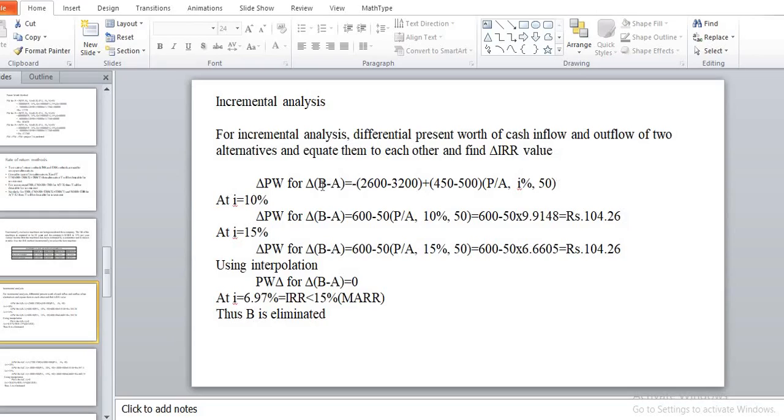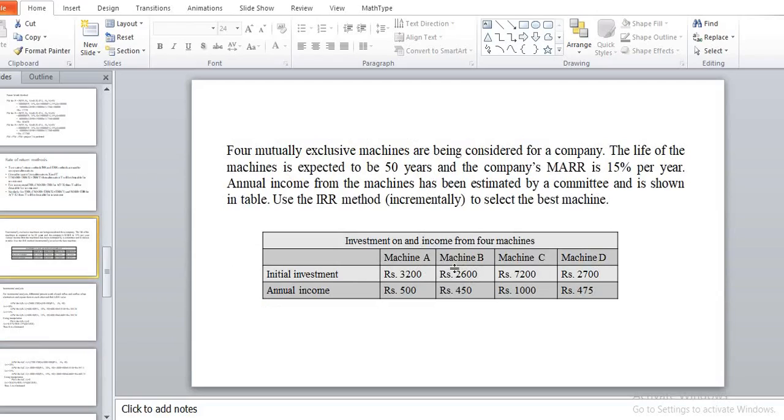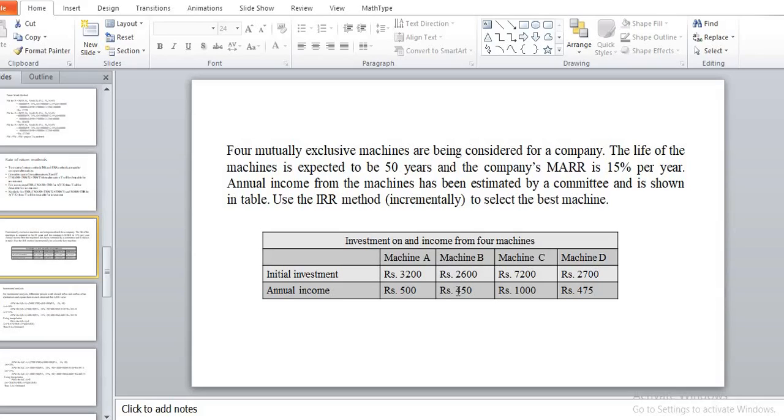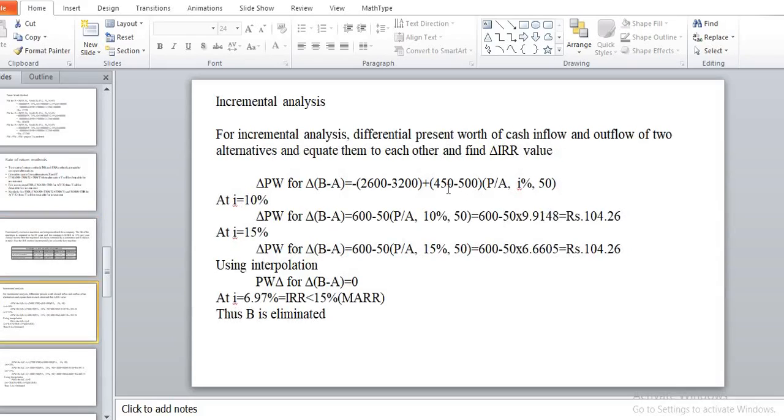And these are the incremental ones, B minus A. So this investment is an incremental investment, B minus A. B is 2600, minus this 3200. Then the revenue term: 450 minus 500. This is the incremental revenue term, with the factor P by A, I percent, 50.